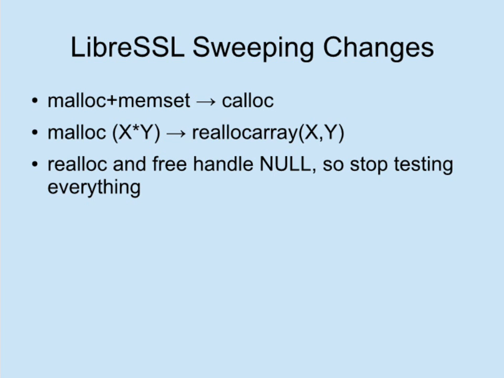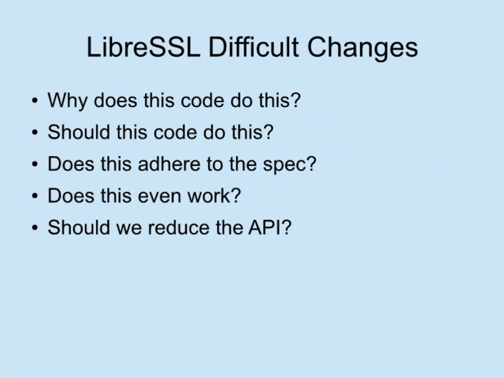They're very sensitive on this. If you go to the OpenBSD main webpage, it says there are two security holes in a very long time, and one of them was a malloc x times y call. Realloc and free handle null, so they don't test for that the way that OpenSSL does. So, that's all easy grunt work.